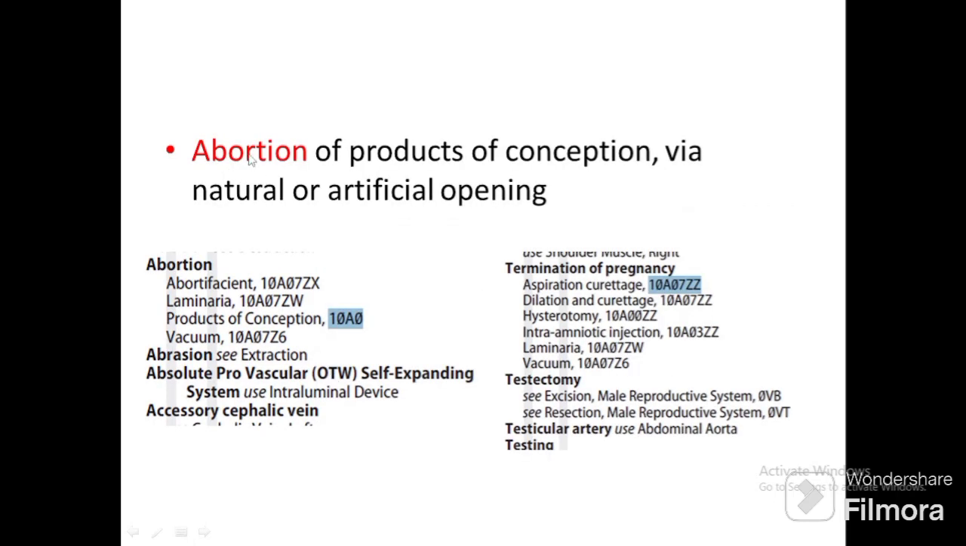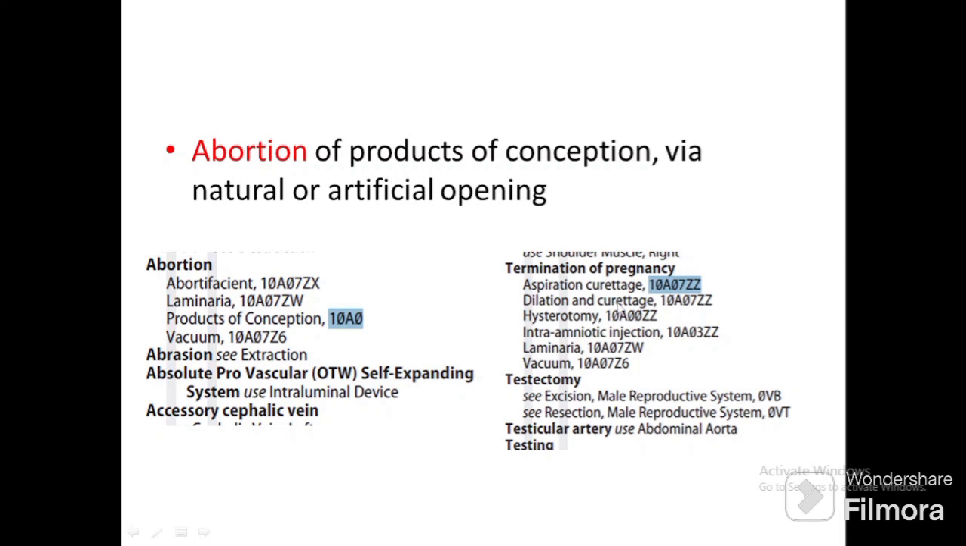So first we should code for abortion. So we should use the term abortion. That means the root operation is abortion, and under abortion we should search for products of conception. So products of conception. So 10A. And here we can also use this term termination of pregnancy. So with this term also we can identify the table. So termination of pregnancy, and under termination of pregnancy we have different entries.